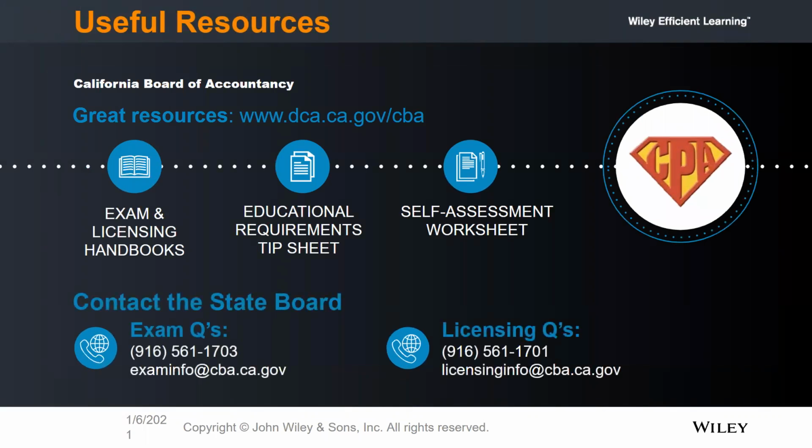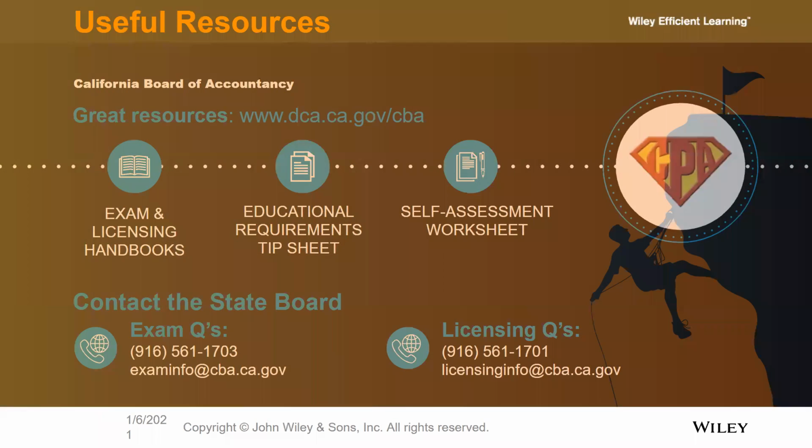Now, some of the resources that might be available to you, you can see the link that is provided there. I recommend going to that. It'll help you with the licensing process, I believe, and the contact information that is there. You might want to write that down. You can always come back to this video and pause it and either write it down or just call the numbers or send out an email. But it will help you to prepare, just asking the right questions. The exam and licensing handbooks are provided, an educational requirements tip sheet, as well as a self-assessment worksheet. So that's just some good resources provided to you.